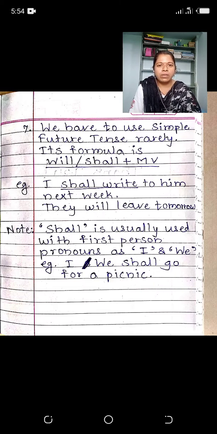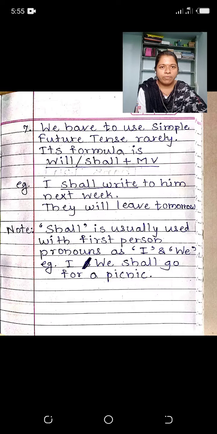See, for example, I shall write to him next week. Shall write. They will leave tomorrow. Will leave tomorrow. So this is a very simple to use verb form in simple future tense.